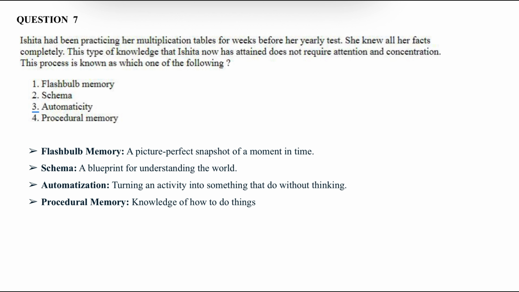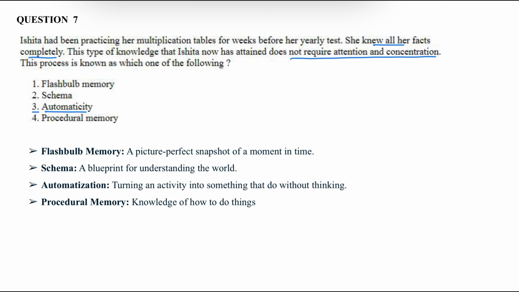Question number 7. Ishita had been practicing her multiplication tables for weeks before her yearly test. She knows all her facts completely. This type of knowledge that Ishita now has attained does not require attention and concentration. This process is known as which of the following? So the correct answer is automaticity. So let us evaluate all the options.